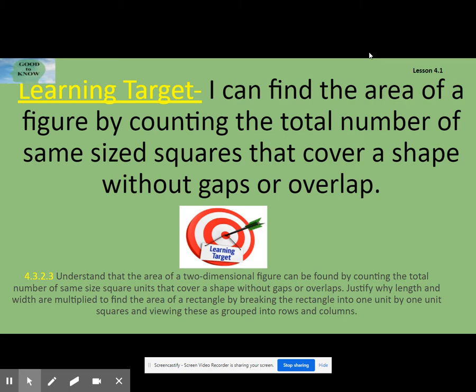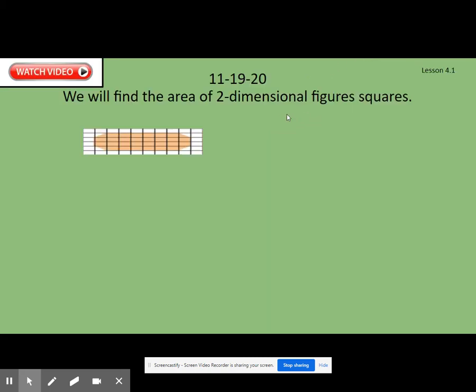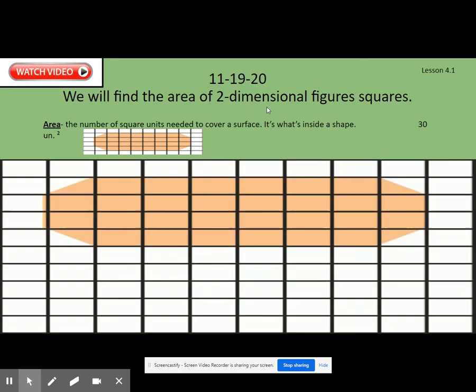So by the end of today, we're going to hopefully be able to find the area of a figure by counting the total number of same size squares that cover up a shape without gaps or overlap. And think of area as what's inside. All right, let's see what we have here. So here's our figure that we need to find out what's inside.